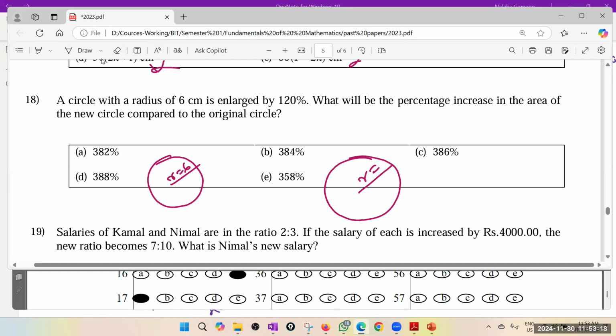But this is 120%. If it is 120%, your radius enlarged by 120%.